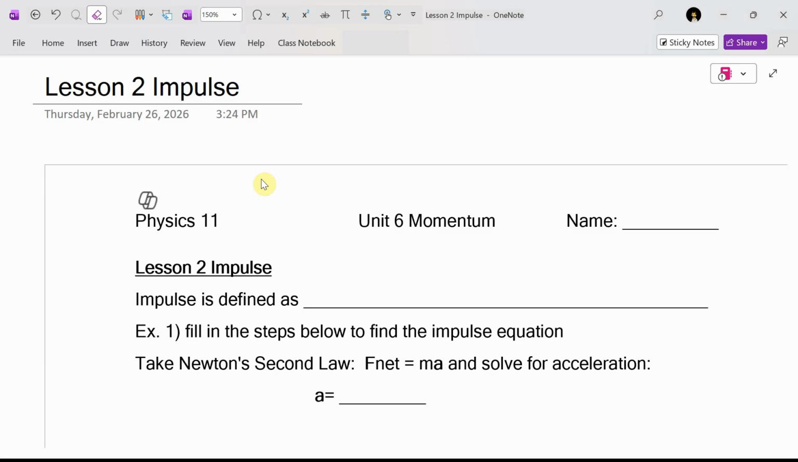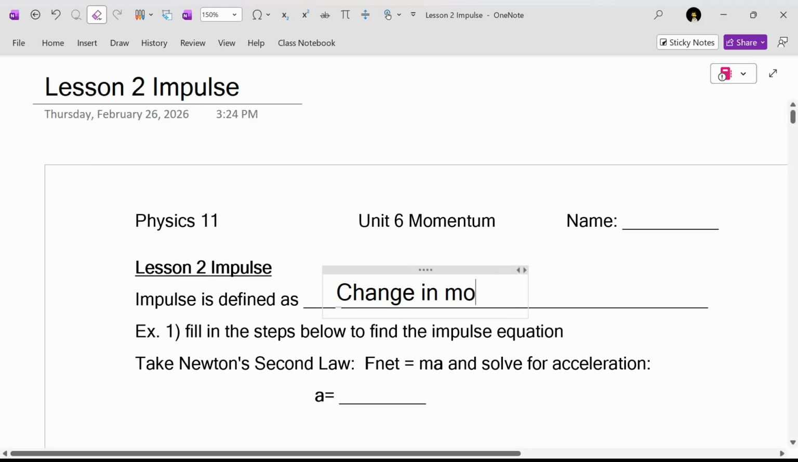Impulse in English means acting without thinking if you're impulsive. In physics, it has a very specific meaning. Impulse, and this you'll have to memorize, is defined as, don't write this down, it's defined as change in momentum. Now that's the English version of it. If you want to, in a second, I'll let you write that down.